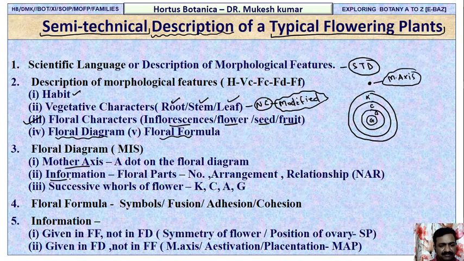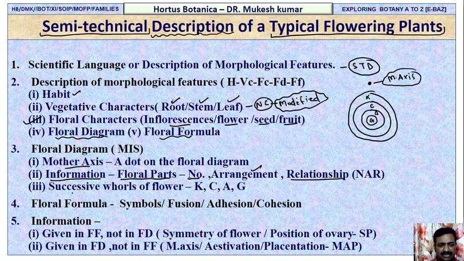Now we get the information of floral parts. Floral parts means calyx, corolla, androecium and gynoecium. What should be their number? What should be their arrangement? And how are they associated, their relationship? Mind well, association means either the calyx are linked to each other, that is, gamosepalous, or the calyx are free, polysepalous, like that, or it is linked to other parts also.